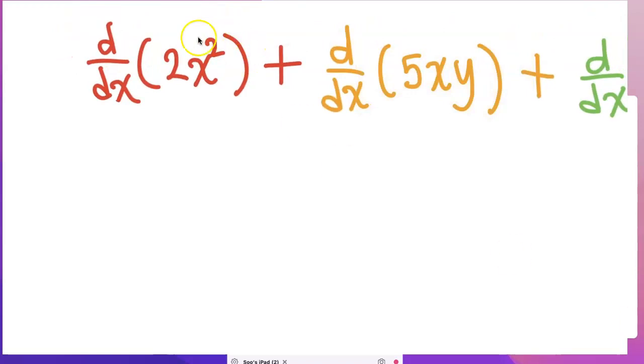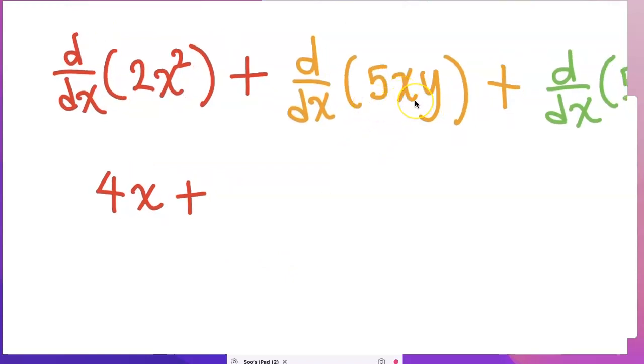Because we're taking the derivative of 2x squared with respect to x. Notice there's no y, so you do this just like all the other derivatives. We do 2 times 2 to get this 4, and the exponent goes down to 1. So the red part is going to be 4x. Now for the second, we have a product. Here's the product: we have this 5x times y. So I'm going to use the product rule.